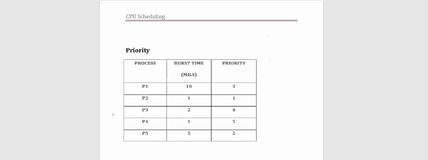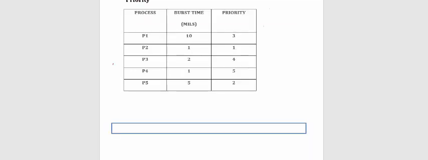Beginning with our Gantt chart. For every priority scheduling problem, you have to make a Gantt chart. First of all, you have to study the table very carefully. You don't have to look at the burst time now, you have to look at the priorities. In the case of SJF, you look at the burst time, but here you have to look at the priorities. So here P2 has the first priority, smaller number, higher priority.